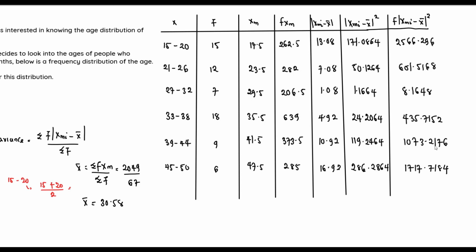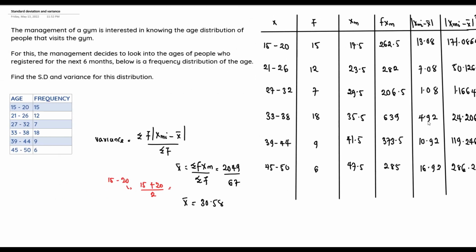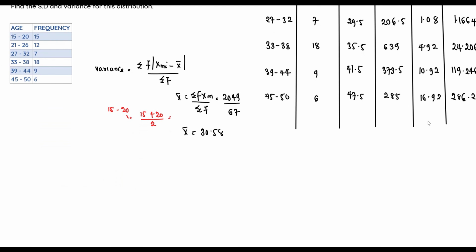So the next step is for us to sum everything we have right here. So we are going to be saying 2566.296 plus 601.5168 down to 1017.7184. When we sum all of that, we have our answer to be 6402.628. So the sum of the product of the frequency with the square of the modulus of deviation is equal to 6402.628.